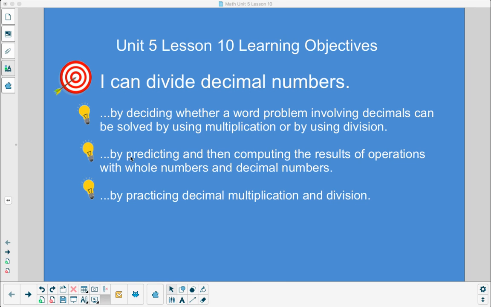Other things we'll be doing is predicting and then computing the results of operations with whole numbers and decimal numbers. So when we multiply, we are going to predict, is the product going to be greater or less than what we started with? And when we divide, we're going to predict, is the quotient going to be greater or less than what we started with? And finally, we're going to work on dividing decimals by practicing decimal multiplication and division.